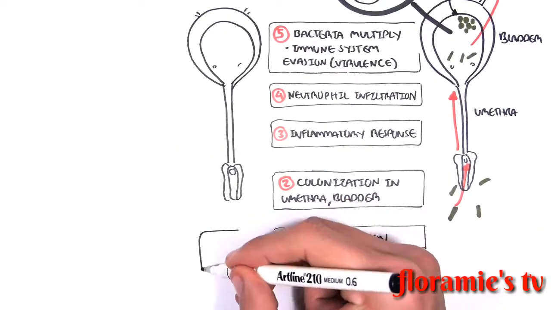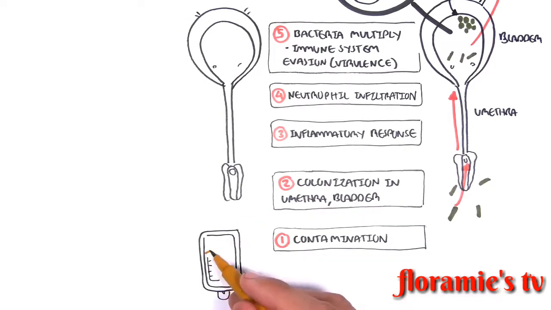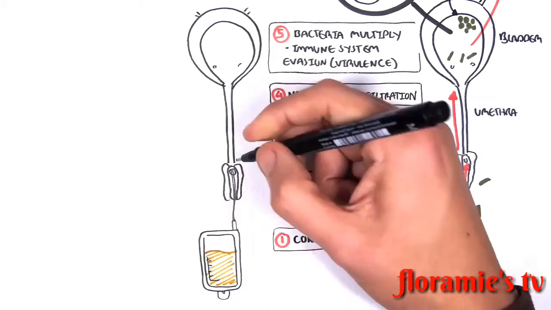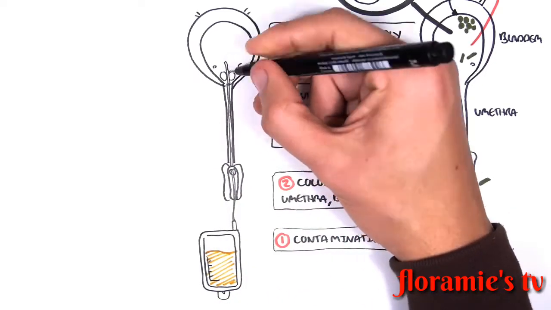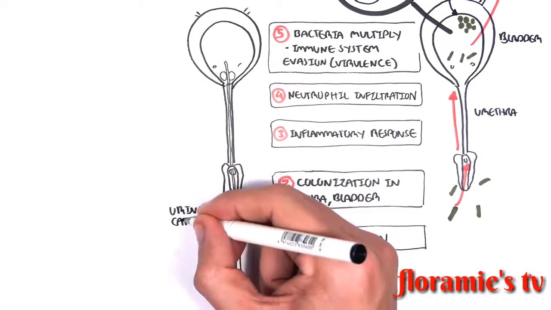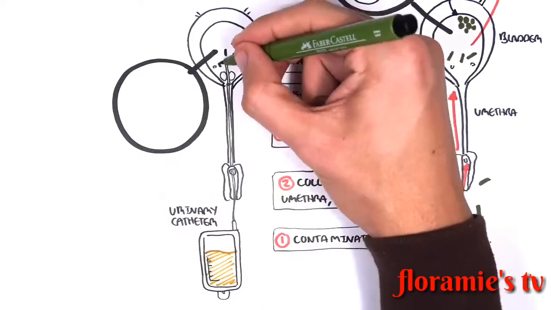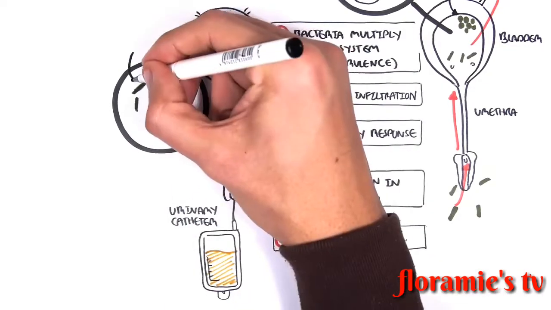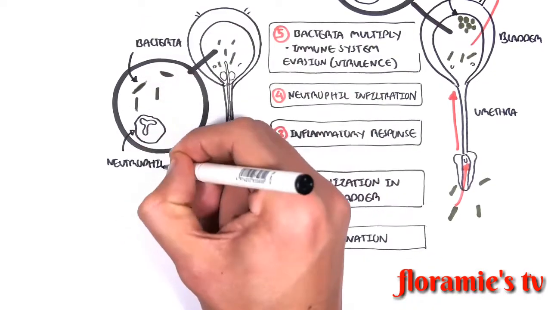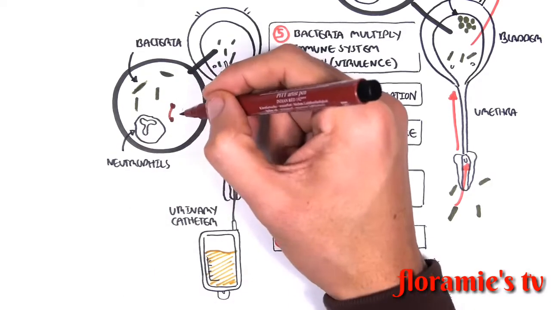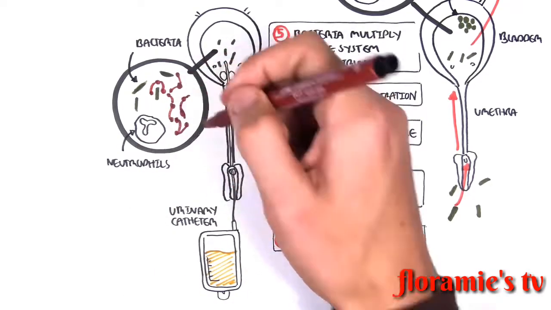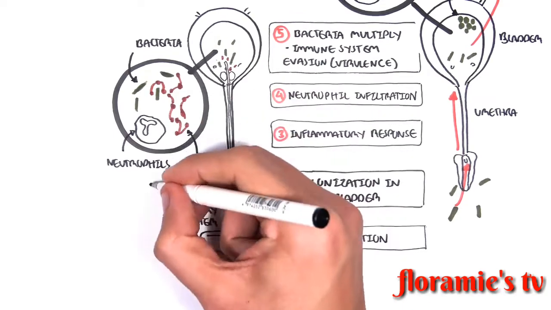A big risk factor for developing urinary tract infections, especially in females, is urinary catheterization. Same thing happens. The catheter can introduce infections straight into the bladder if not done hygienically. The bacteria colonizes the bladder, initiating an immune response. Neutrophils enter, further promoting inflammation.